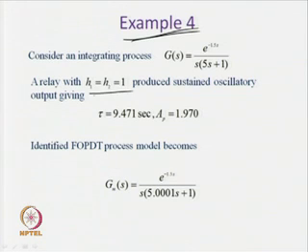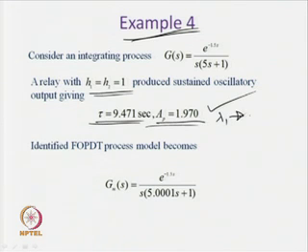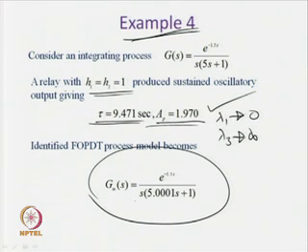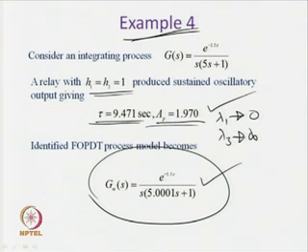Now, a symmetrical relay produced sustained oscillatory output giving half period as tau equal to 9.471 seconds and A p as 1.970. Again I am repeating, with the substitution of lambda 1 tends to 0 and lambda 3 tends to infinity, and using the analytical expressions, it is possible to find the transfer function model for the integrating process as e to the power minus 1.5s upon s times (5.0001s plus 1). Again it shows that it is possible to obtain accurate transfer function models using the 4 analytical expressions.